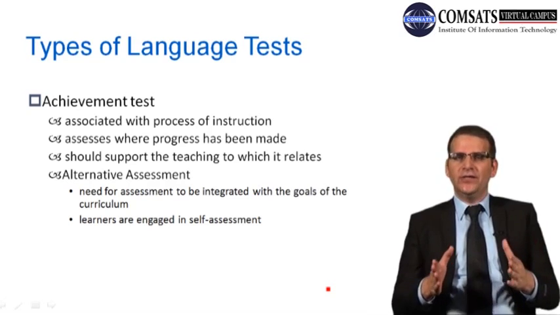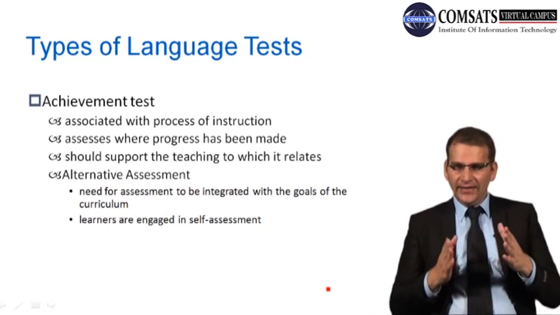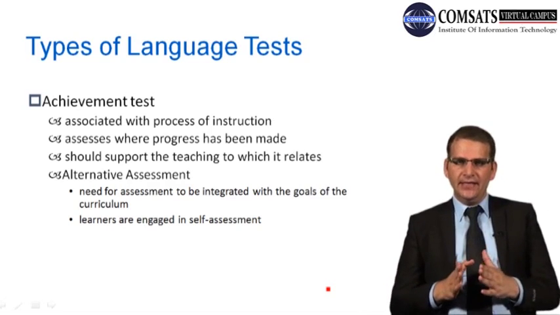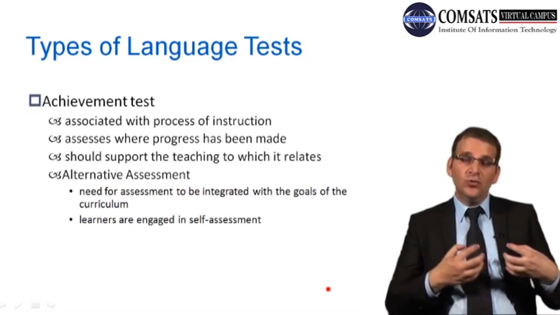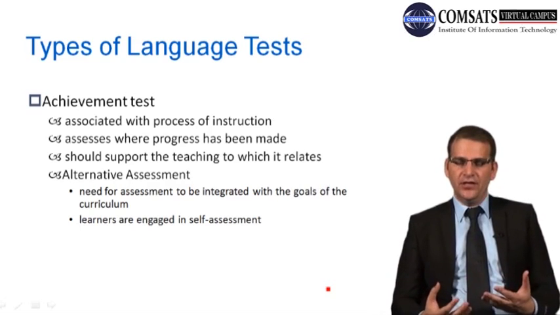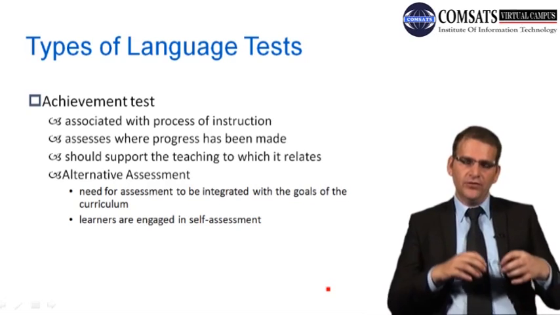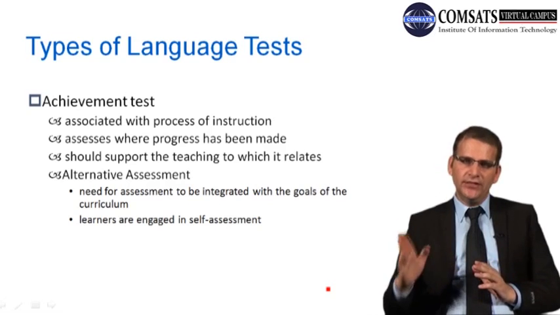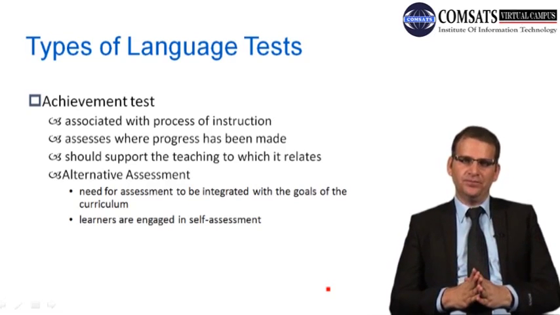The point here is very simple: whatever you have covered in your teaching, the achievement test should support that teaching. For example, if you have talked about daily routine, various uses of the present simple tense, and conditional sentences, then once you give this achievement test to the students, the test should also support the teaching that you have done. And again, achievement test is an alternative assessment.